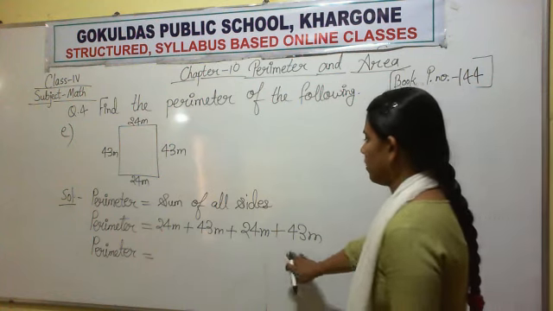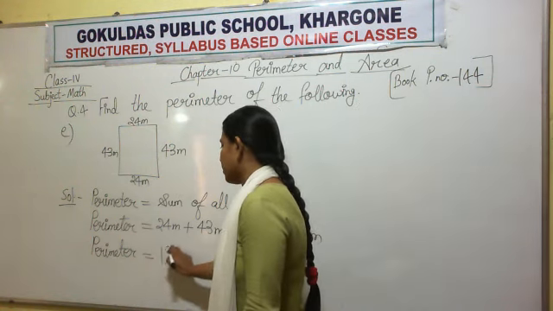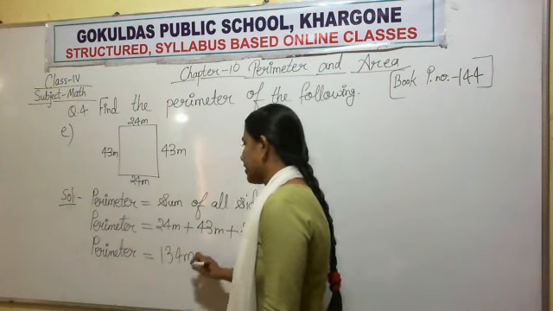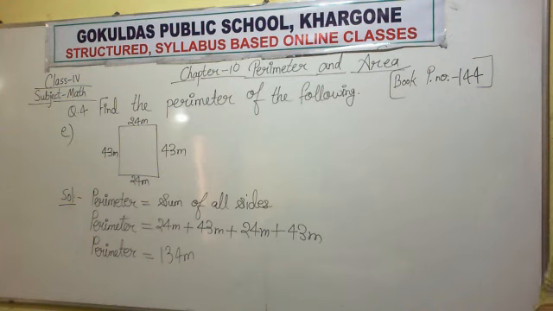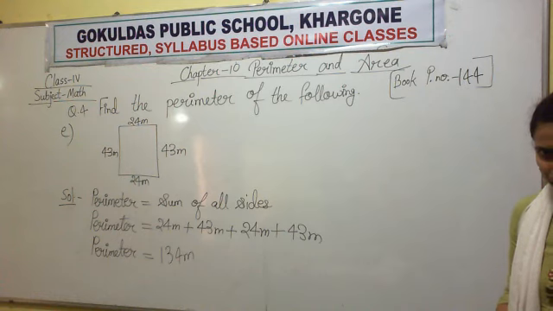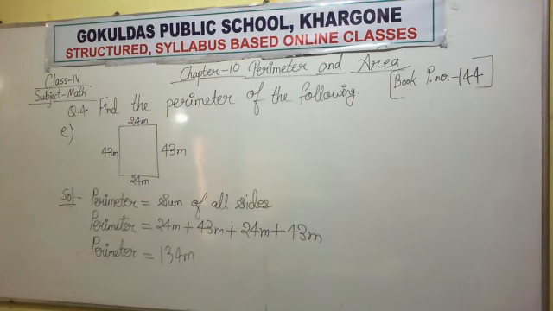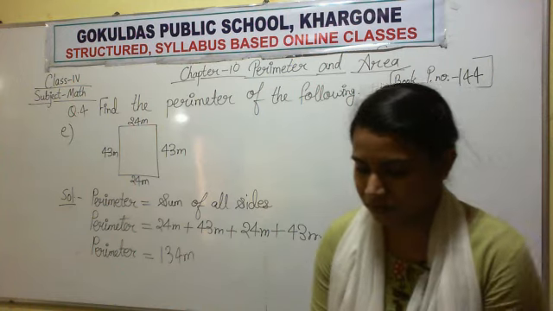When we add all these, we get 134 meter as our final result. So perimeter is equal to 134 meter. Note it down fast or take this screenshot so that later you can write it in your classwork copy. Okay, now part F.